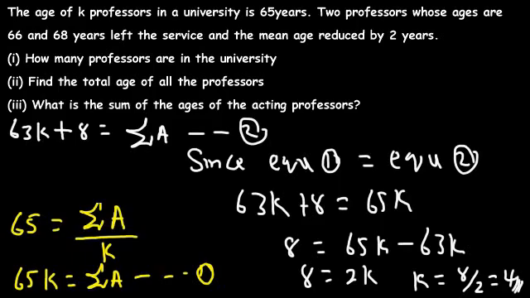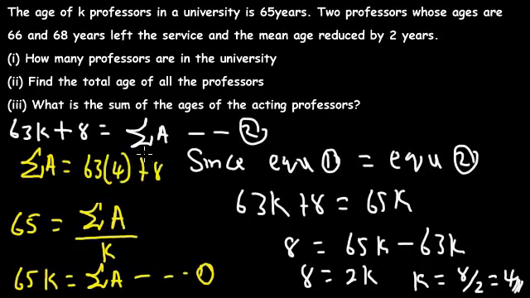Now what about Roman figure 2? Find the total age of all the professors. That's the summation of x. Since we have the value of k, either equation 2 or equation 1 can be used to find the total ages of all the professors. So let's use equation 2. The total ages of all the professors, the summation of x, is equal to 63 times 4 plus 8. Using my calculator, 63 times 4 gives us 252. We add 8 to it, we have 260. So the sum of the ages of the professors is simply 260 years, and that is the answer to Roman figure 2 as well.